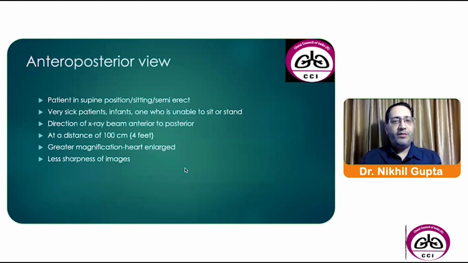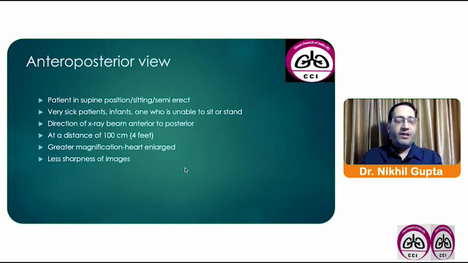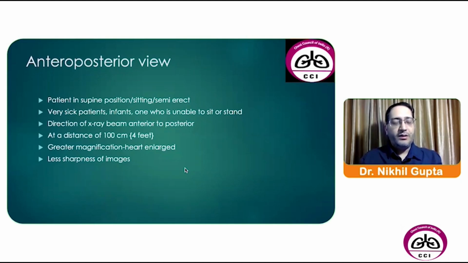Opposite to it is AP view, in which patient is supine or standing or semi-erect. It is done in very sick patients like those in ICU, infants, or one who is unable to sit or stand. The direction of X-ray beam is anterior to posterior and at a distance of 100 centimeter, that is around 4 feet or less. A greater magnification of the heart is seen in this view, and the images are less sharp.